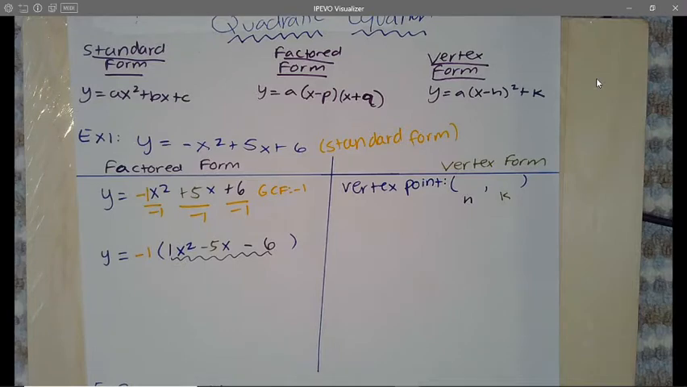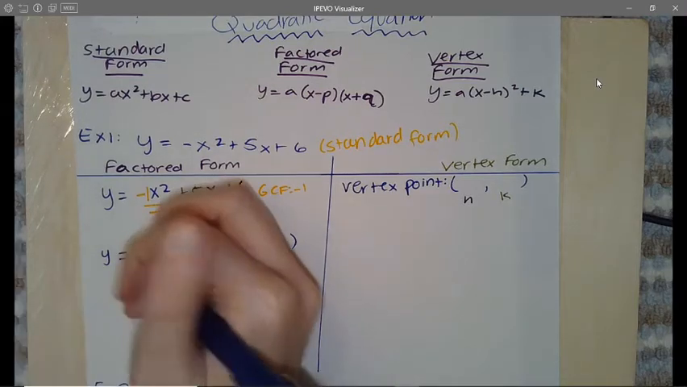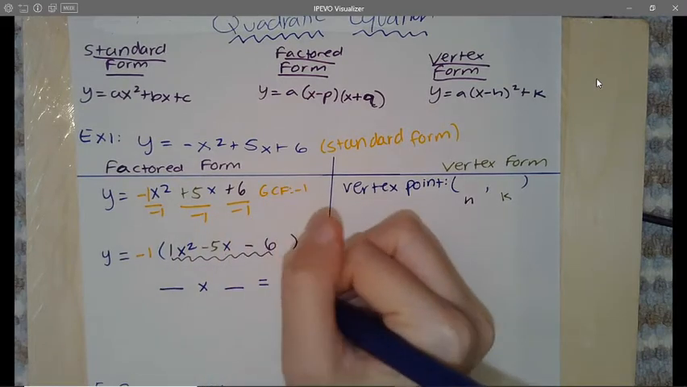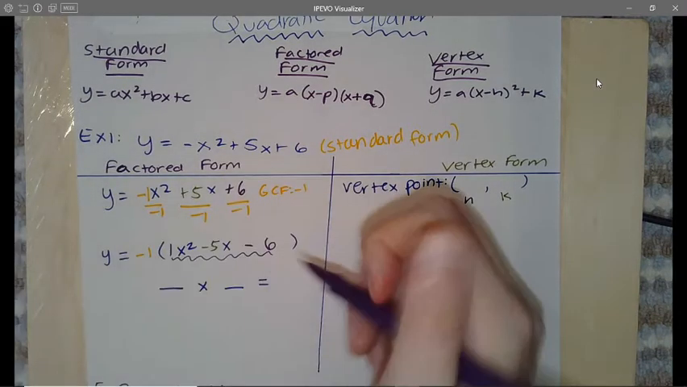I'm going to show you how to do it through slide and divide, but again, if you hate slide and divide, you don't have to do it. It's up to you. So I'm going to start setting up slide and divide. Remember, we need to find 2 numbers that multiply to be AC.